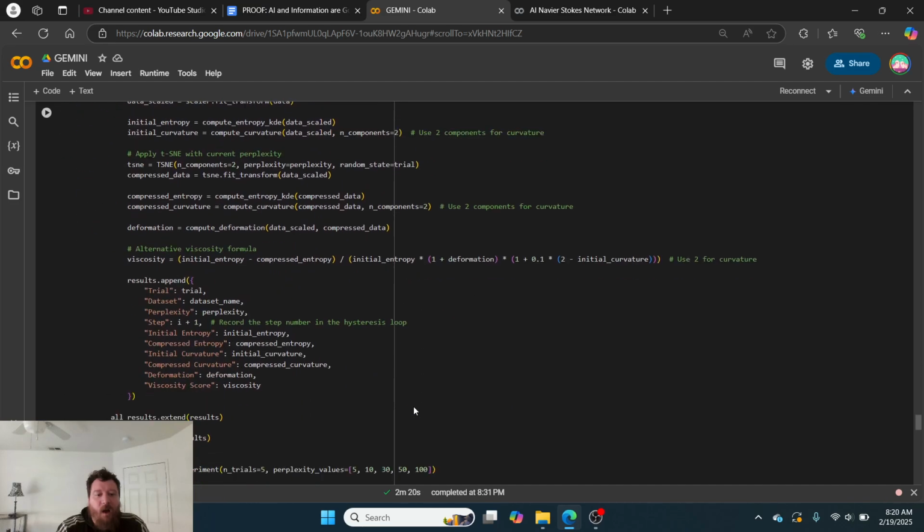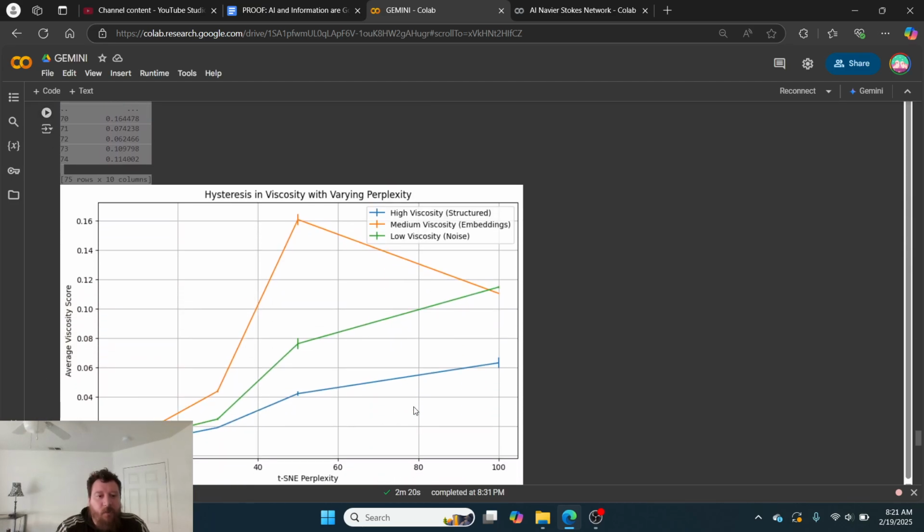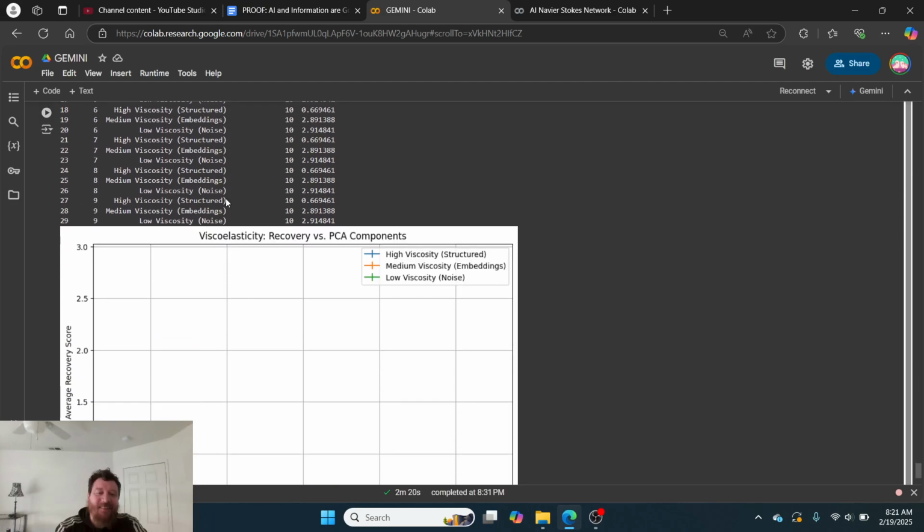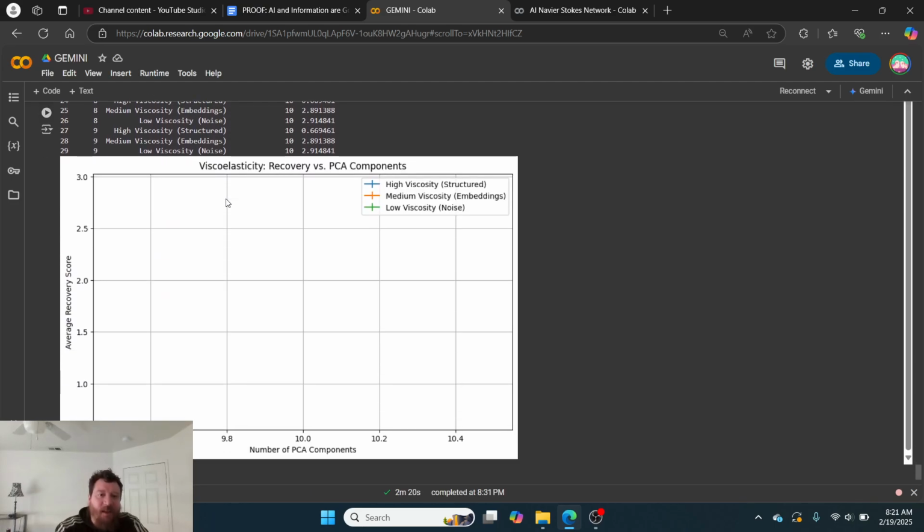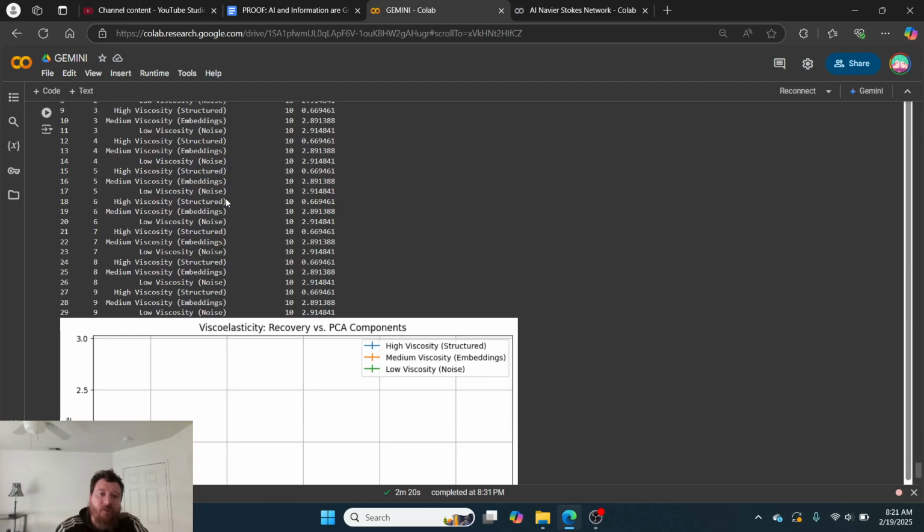And then going through more, the next two big tests are hysteresis and viscosity with varying perplexities. So again, testing very specifically data as a non-Newtonian liquid. These are very specific non-Newtonian liquid tests, and they score as non-Newtonian liquid. And then here's viscoelasticity, so your recovery versus PCA components.